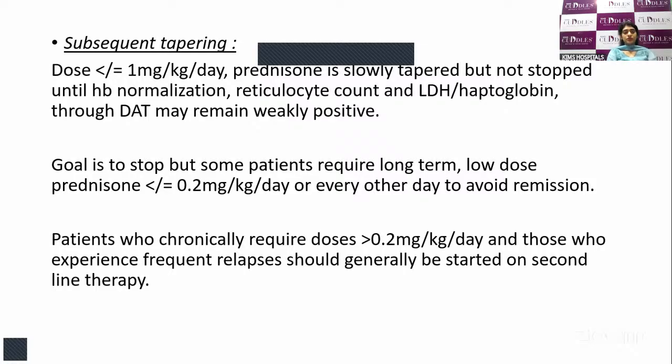Subsequent tapering includes a dose less than or equal to 1 mg per kg per day. Prednisolone is slowly tapered but not stopped until hemoglobin normalization. Reticulocyte count, LDH, and haptoglobin normalize, though DAT may remain weakly positive. The goal is to stop, but some patients require long-term low-dose prednisolone, less than or equal to 0.2 mg per kg per day or every other day, to avoid relapse. Patients who chronically require doses of more than 0.2 mg per kg per day, and those who experience frequent relapses, should gradually be started on second-line therapy.